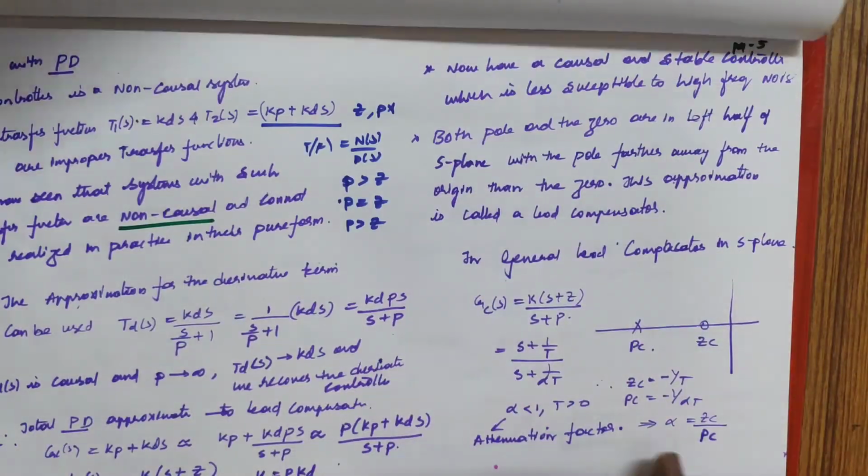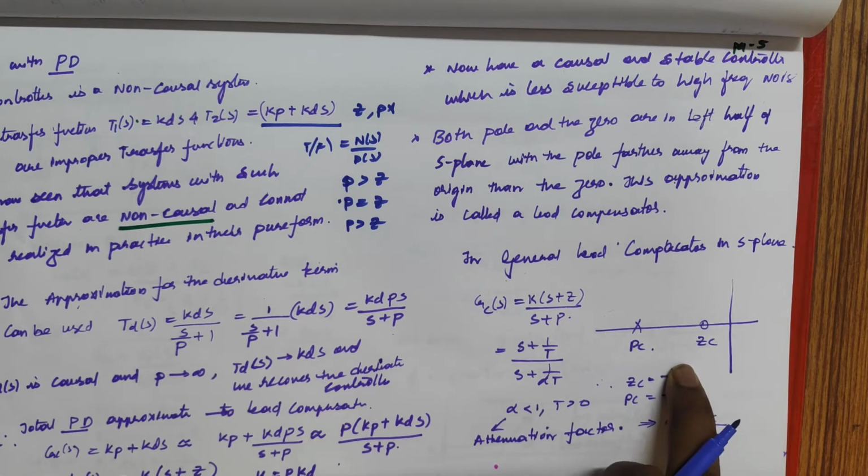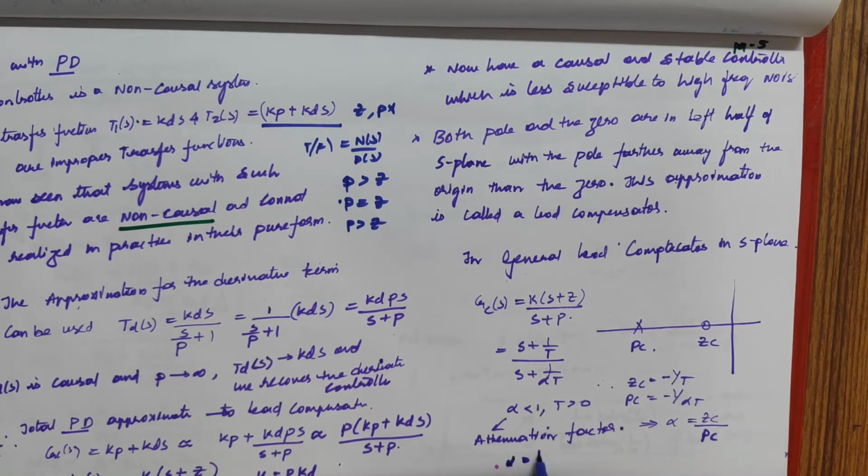If alpha is less than 1, this value will be more than this. You have to understand that. Alpha is called the attenuation factor and 1 by beta is also called the attenuation factor, which leads to alpha equal to 1 by beta. So both are attenuation factors. To get alpha, we have ZC by PC.